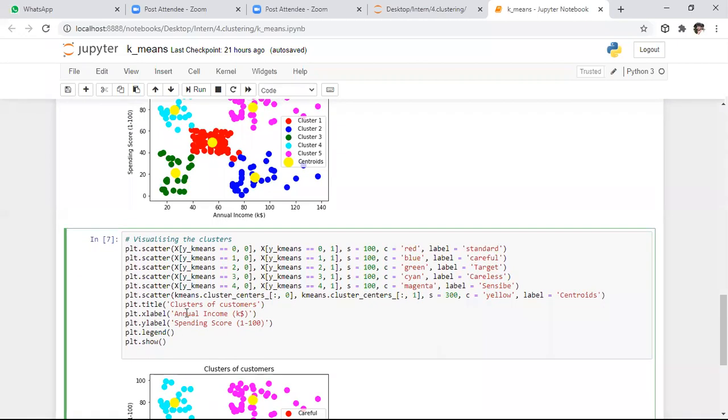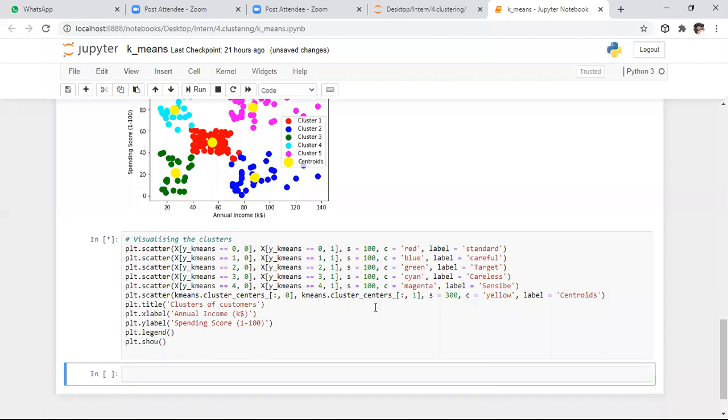After that, everything is the same. So these are the cluster names, corresponding to the x-axis and the y-axis. I am running this portion.